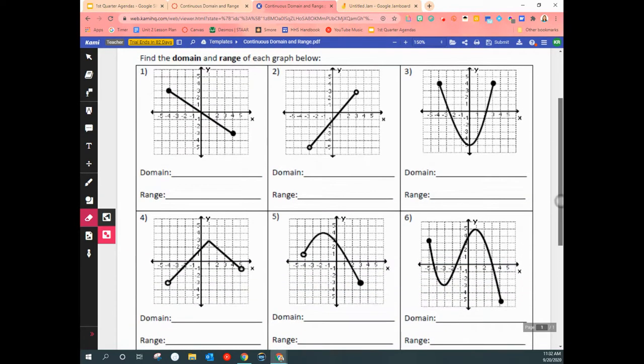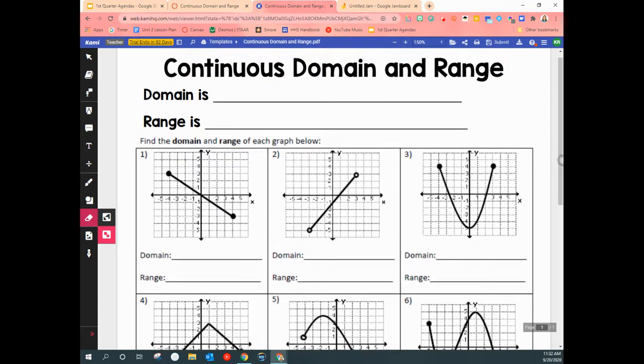So let's talk about continuous. Let's remind ourselves, let's write at the top again one more time, what is domain and what is range? So let me get my colors again for you. So domain is all possible, every single possible X value.